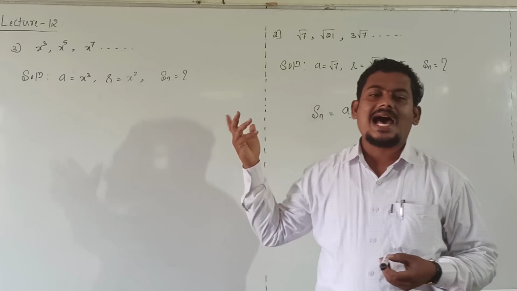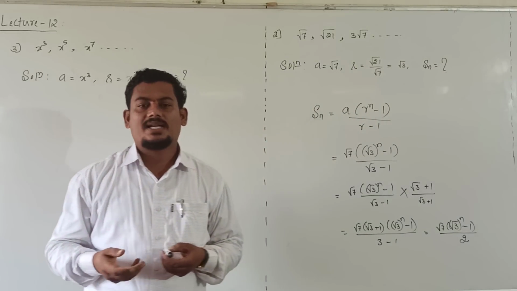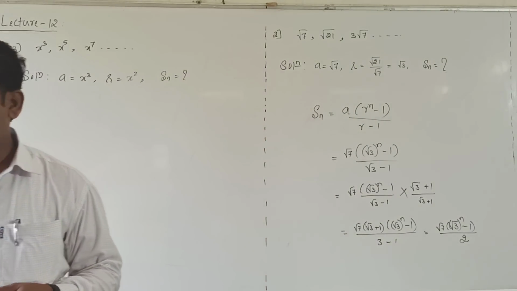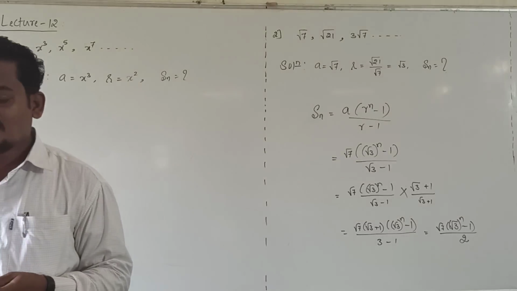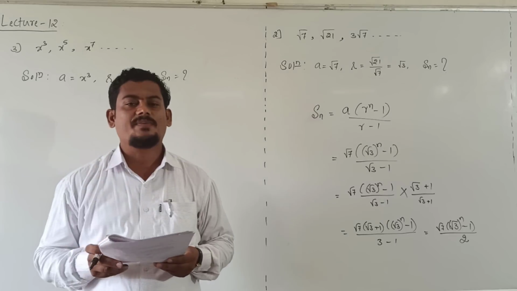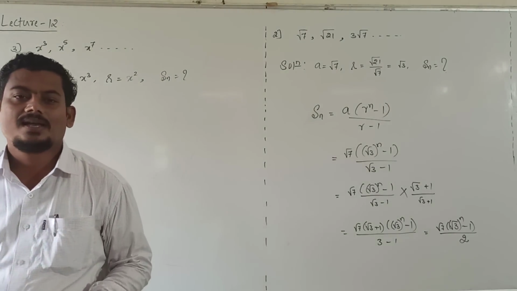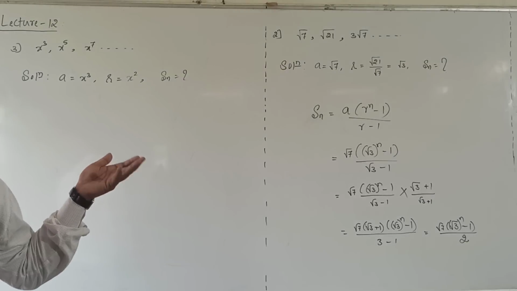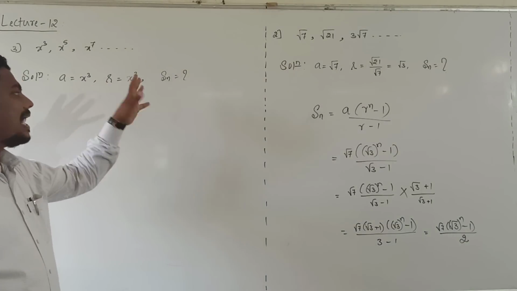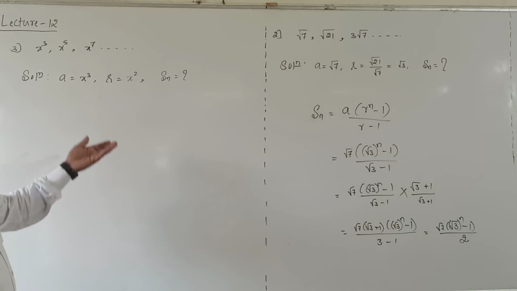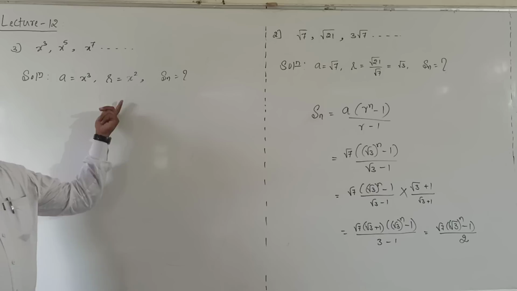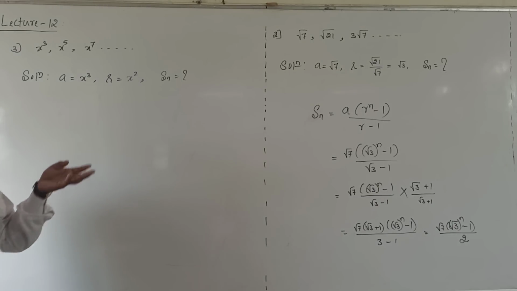We don't know whether r value is less than 1 or more than 1. That depends on x value. But one of the conditions is given, x should not be plus 1 and should not be minus 1. But r value may be less than 1 or more than 1. We don't know whether it is less than 1 or more than 1.